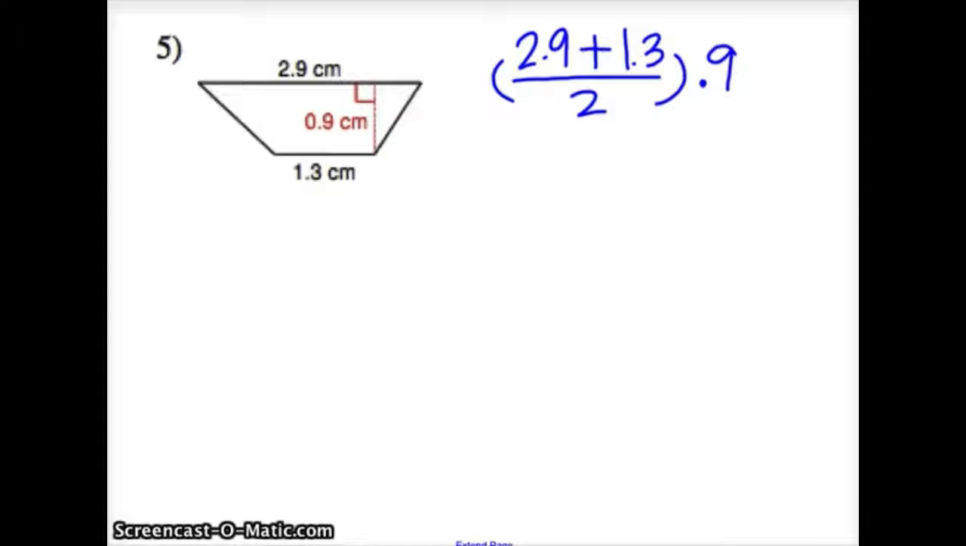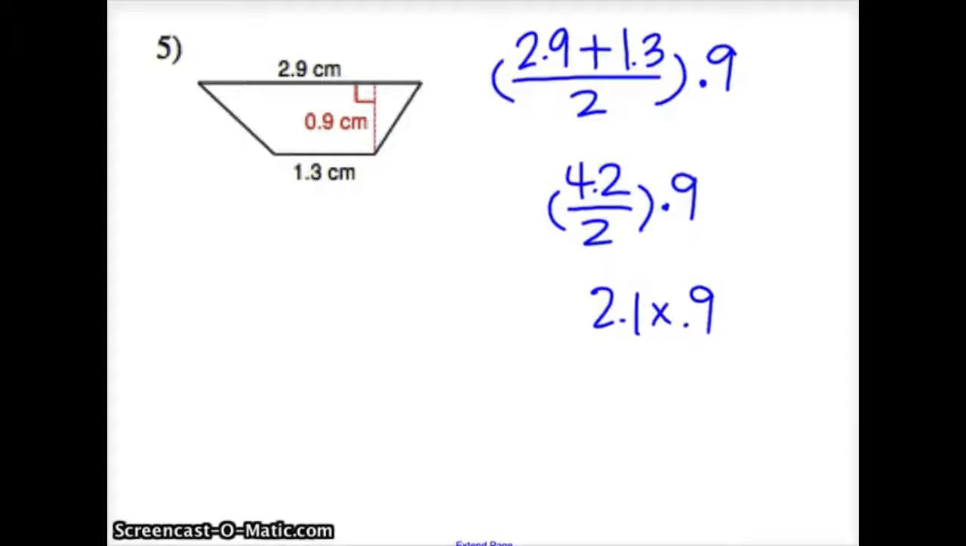So 2.9 plus 1.3 is 4.2. This is 0.9. 4.2 divided by 2 is 2.1. We're going to multiply it by 0.9. And our area is going to equal 1.89 centimeters squared.